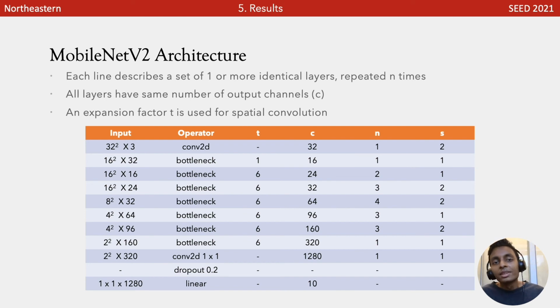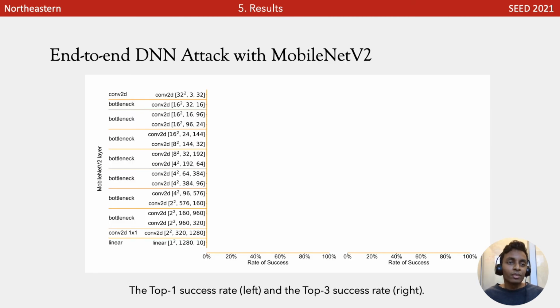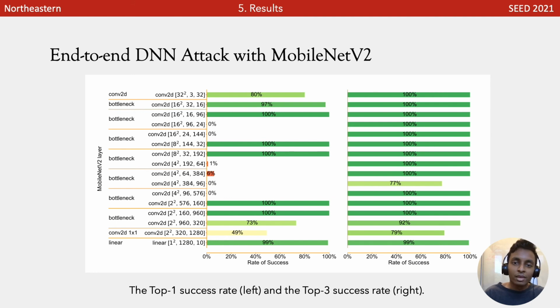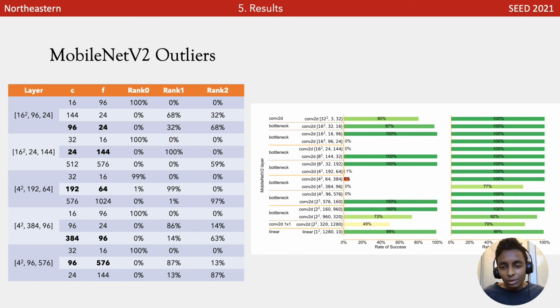Next we perform an attack on a complete neural network. In this case, we consider MobileNet V2. First we show the top 1 success rate on the left-hand side. This means that according to the score that we proposed earlier, we are selecting the maximum score to be the victim's secret parameter. And then we show the top 3 success rate, which includes the top 3 candidates corresponding to the score that we presented earlier. As you can see, when we increase from top 1 to top 3, the success rate also increases. In the next slide, we'll see why this happens.